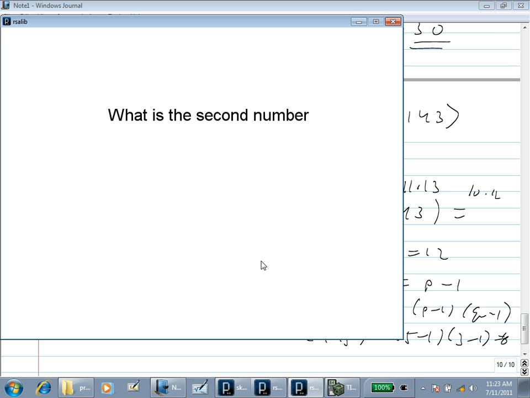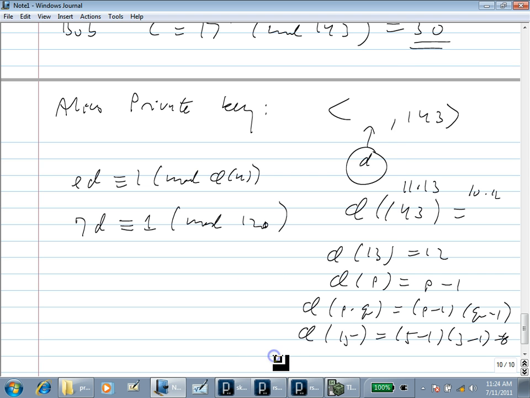So the first number was 7. The second number, I guess I forgot how I wrote this. So that must be the mod 120, and it tells me 103. And in this program, everyone has this program, the modular inverse. So it also could have been done by trial and error, I suppose. Alice figures out that D is 103.